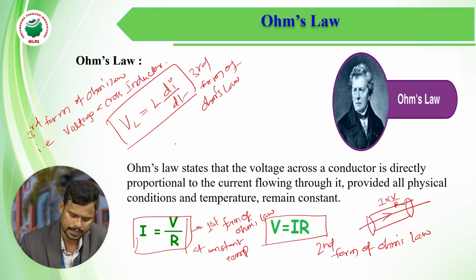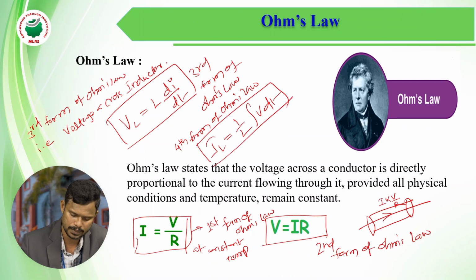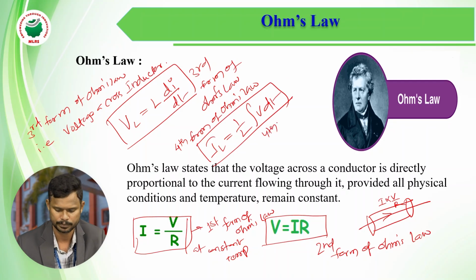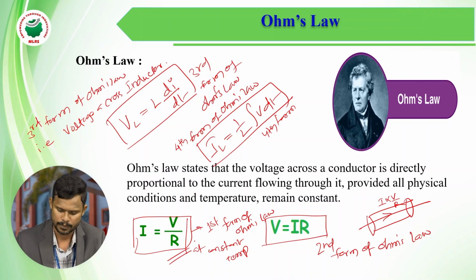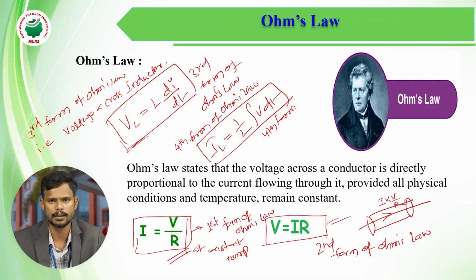And the fourth form of Ohm's law is IL equal to 1 by L integral V dt. We have total 6 forms of Ohm's law. First form is I equal to V by R, second form is V equal to IR, third form is VL equal to L into di by dt, and the fourth form is IL equal to 1 by L integral V dt.